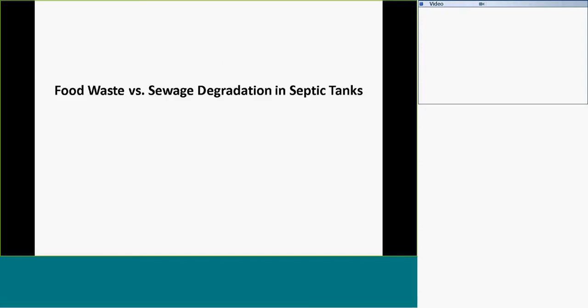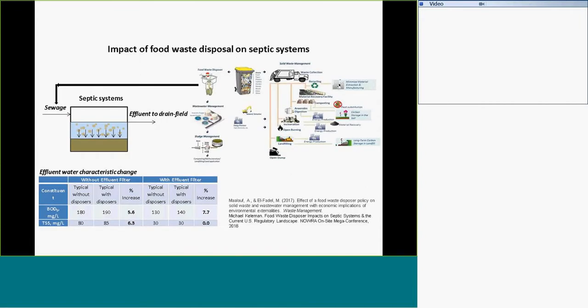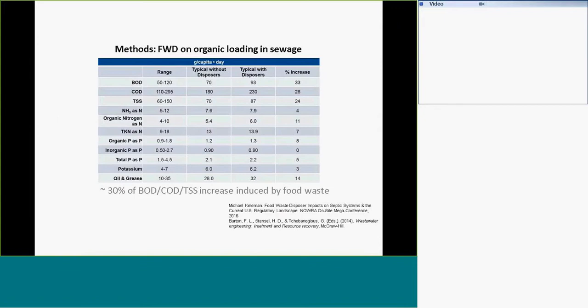The first is the food grinder, food waste and sewage degradation in septic tank. So generally, literature indicates when the household processes the food waste in wastewater stream or septic tank, there's about 30% of total suspended solid or COD or BOD increase. And with that increased load, is the septic tank able to treat this additional waste? Is the wastewater treatment plant able to treat this additional load of waste? It's questionable, and no one can answer the question.